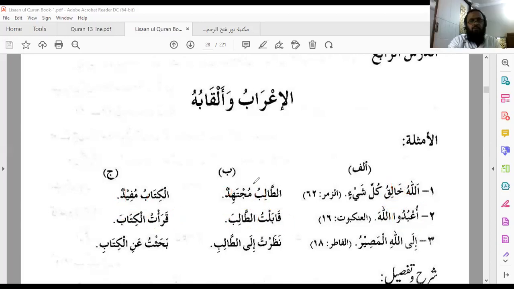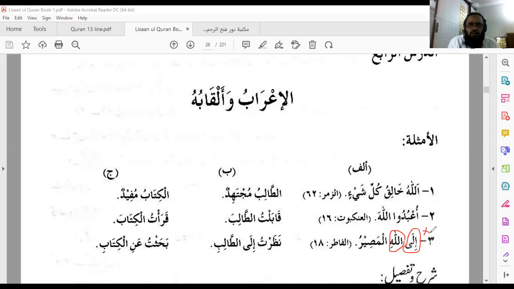Now we will be learning about the third type of i'rab or the status, that is jar. Now listen, usually jar comes when huruf jar is used, meaning any harf from huruf jar is used before any noun. I'll give you an example. You can see that before lafz Allah there is a harf, and this harf we haven't read in detail, but this is known as harf jar.